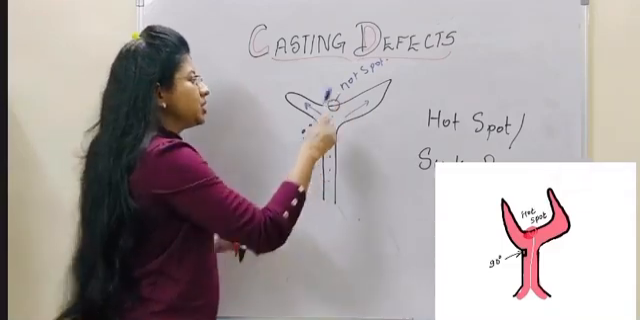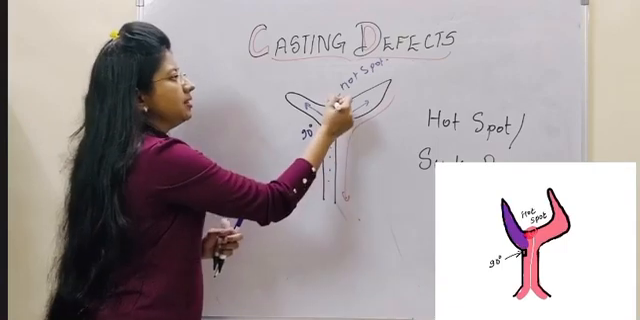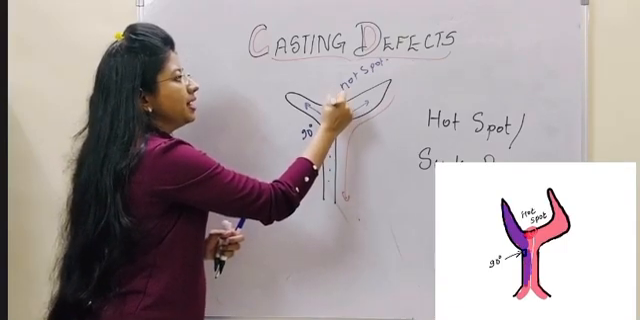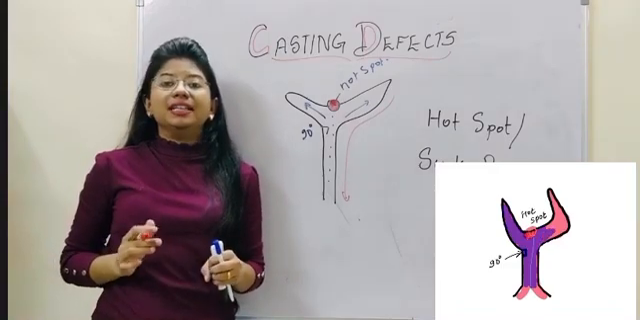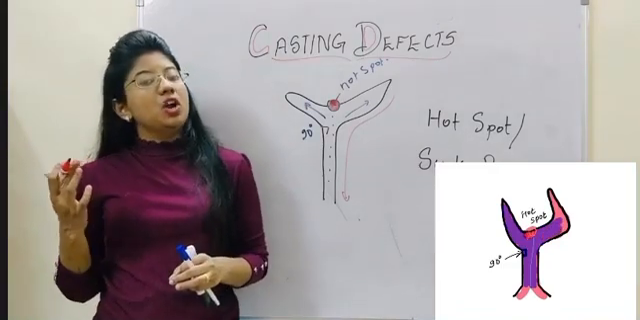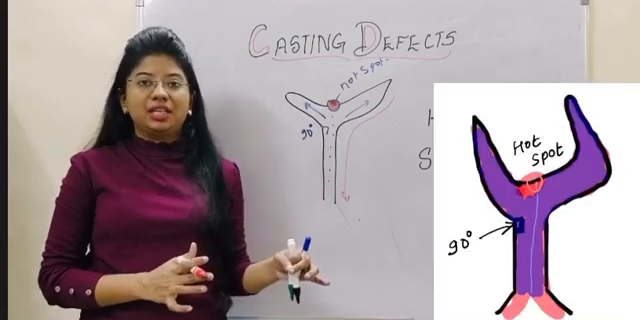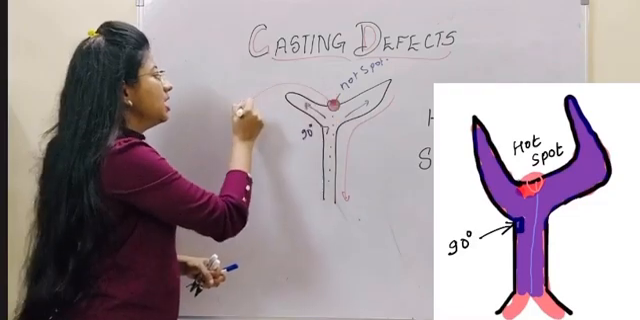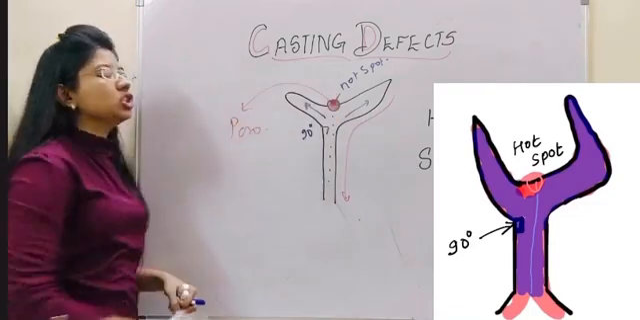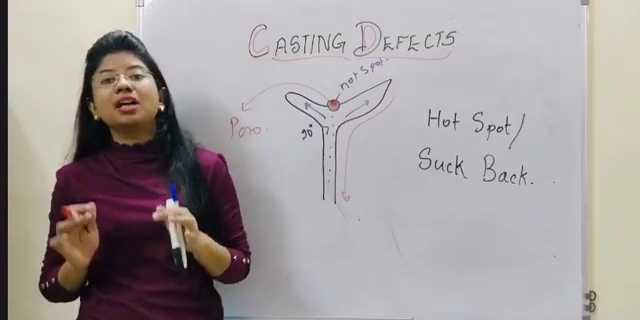The solidification will start, and this area will get solidified, but this hot spot will remain unsolidified or will solidify last. There will not be any metal available to compensate for the shrinkage in this area, and this area will result in a porosity which is called hotspot porosity or suck-back porosity.